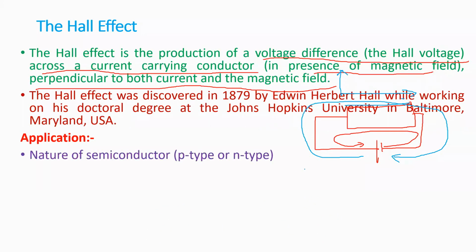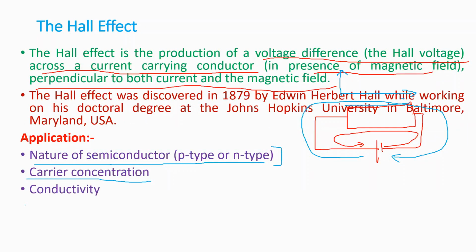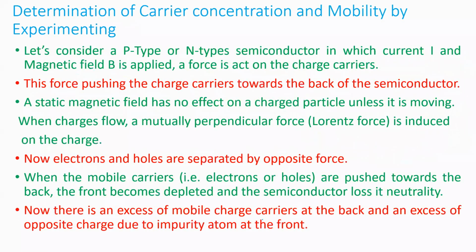If you have a semiconductor and you don't know what kind of semiconductor it is, then it can be known with the help of Hall effect. Then what is the carrier concentration of your particular sample? That can be found with the help of this. You can also know the conductivity of your sample. You can also know about the mobility. So all these factors can be known with the help of Hall effect. So let's discuss Hall effect in detail.